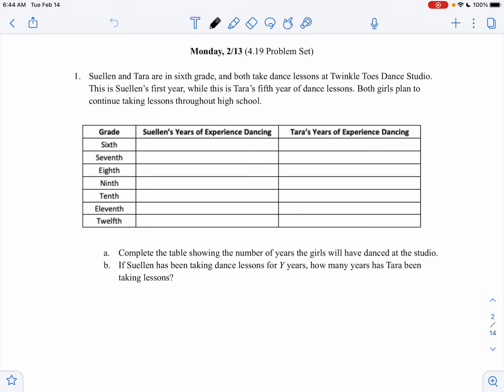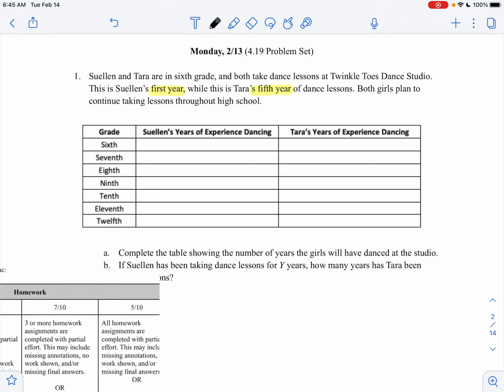Let's start with Monday. Solon and Tara are in 6th grade and both take dance lessons at Twinkle Toes Dance Studio. This is Solon's first year, while this is Taryn's 5th year of dance lessons. Both girls plan to continue taking lessons throughout high school. I know that Solon started 4 years after Tara because during Tara's 5th year, it was Solon's first year.